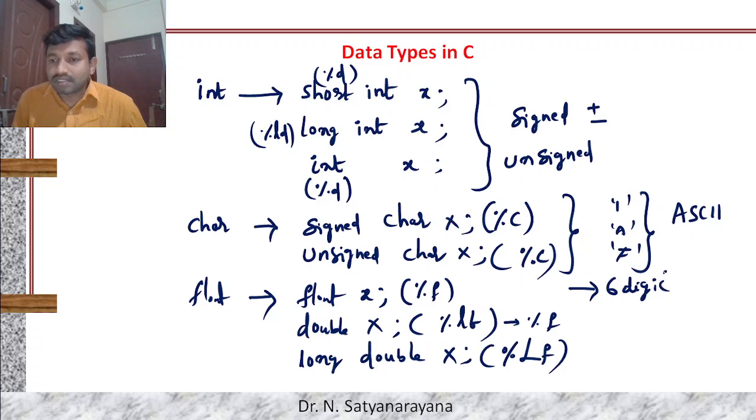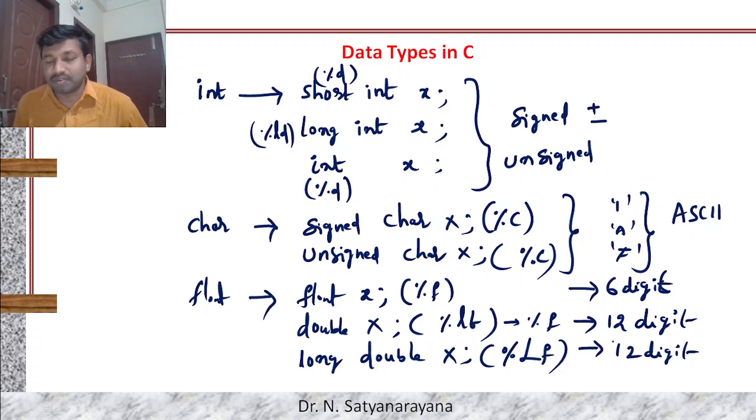What does it mean? After the decimal point, you can print 6 decimal values. Here we have 12-digit precision, and for the long double, of course, the memory is more. The values of the variables will be printed after the decimal point. You can have 6 digits for float and 12 digits for double.